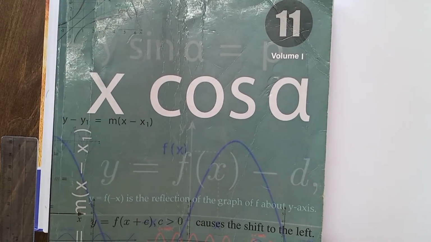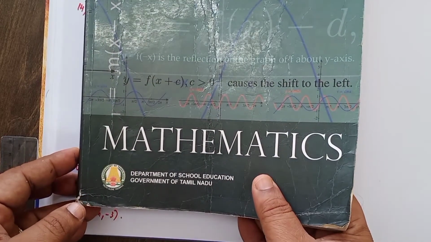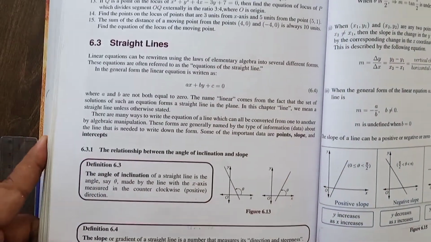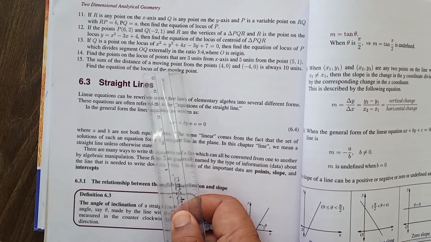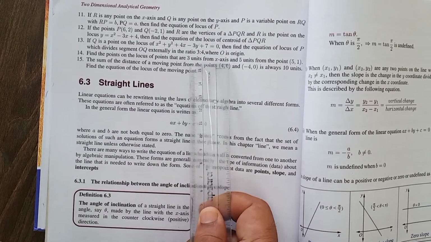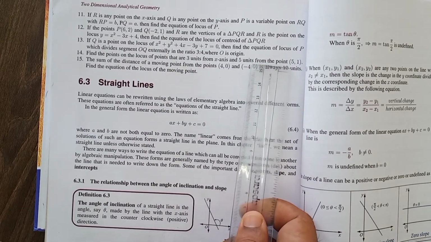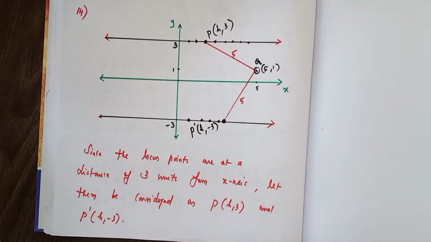11th standard mathematics, chapter number 6, continuation of exercise 6.1. Now problem number 14. Find the points on the locus of the points that are 3 units from the x-axis and 5 units from the point (5, 1). So look at the diagram.